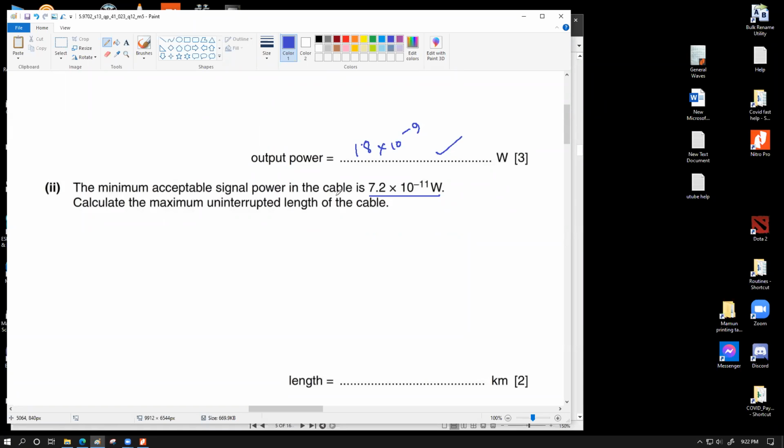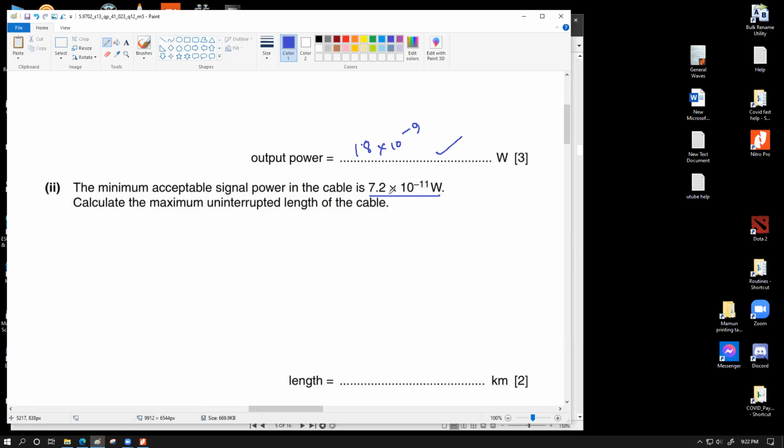The minimum acceptable signal power in the cable is 7.2 into 10 to the minus 11 watt, which means your signal output power cannot get lower than this. Calculate the maximum uninterrupted length of the cable. Maximum uninterrupted length of the cable means basically this is another wording for calculate the maximum distance after which a repeater station is required.